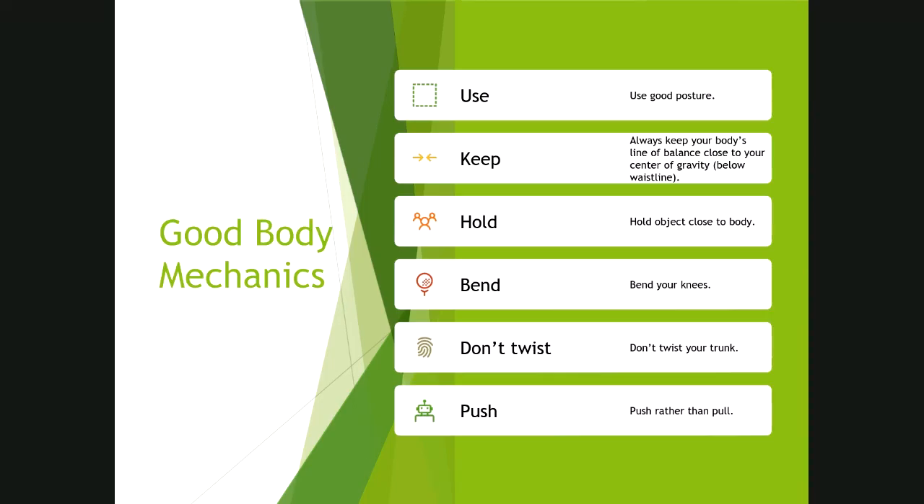As far as good body mechanics, they reference to use good posture. Always keep your body's line of balance close to the center of gravity. We'll talk about these things in just a minute. Hold objects close to your body. You don't want to try and lift something by outstretched arms. You tend to pull that in close to your torso when you're trying to lift something heavy.